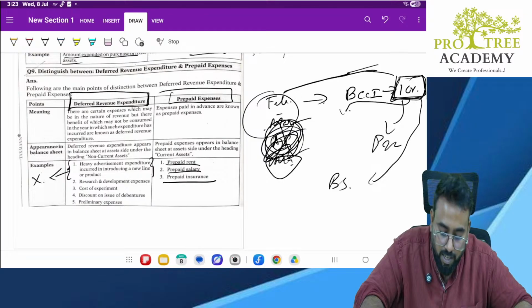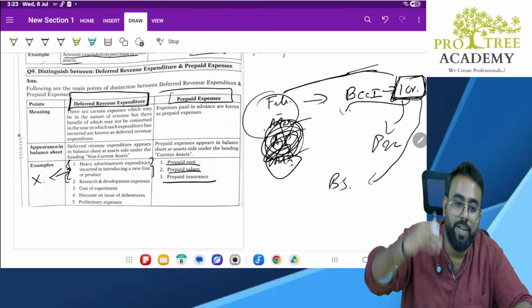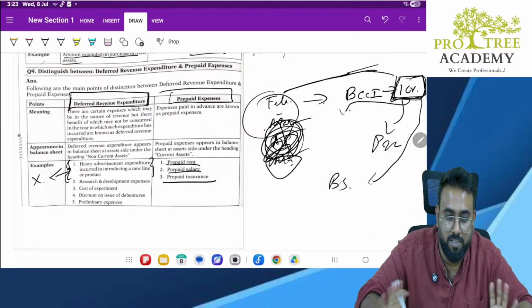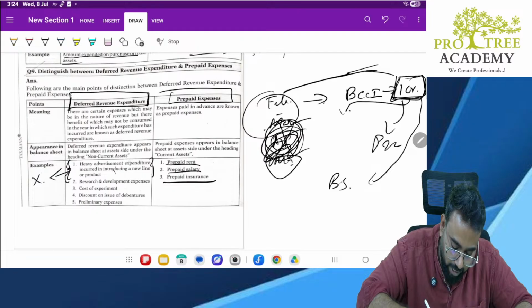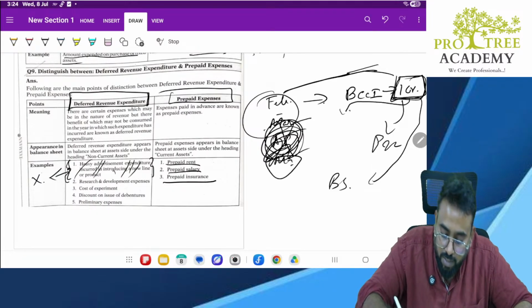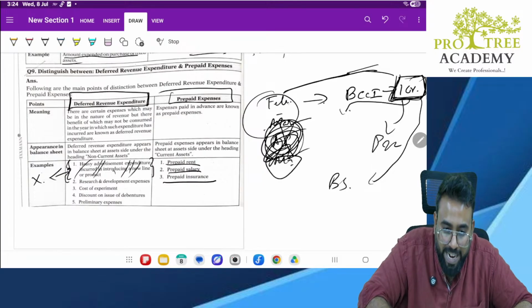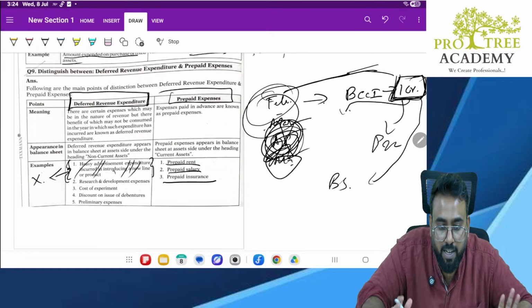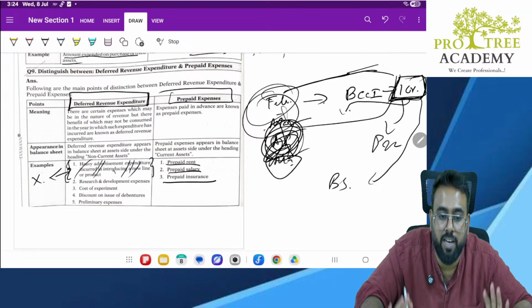Understanding? Yes. But this example says, keep it as deferred revenue expenditure. Not allowed. So you forget about this example. Not a good example to remember. So 1 crore you paid for branding of product in the month of February. Done. Recognize this entire 1 crore in that particular year only.